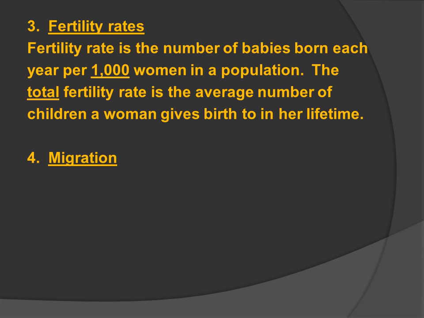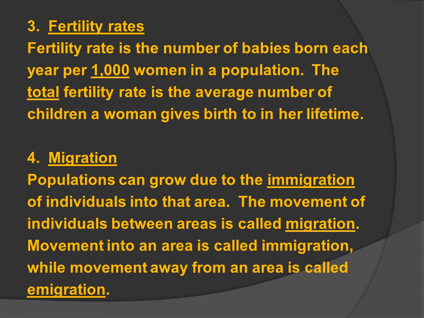Number 4, migration. Populations can grow due to the immigration of individuals into that area. Now, this is one of the reasons why the United States is still growing. The movement of individuals between areas is called migration. Movement into an area is called immigration with an I, while movement away from an area is called emigration with an E. Here's how I remember it. E is the first letter in exit and the first letter in emigration. So when people are exiting, then it's emigration with an E.